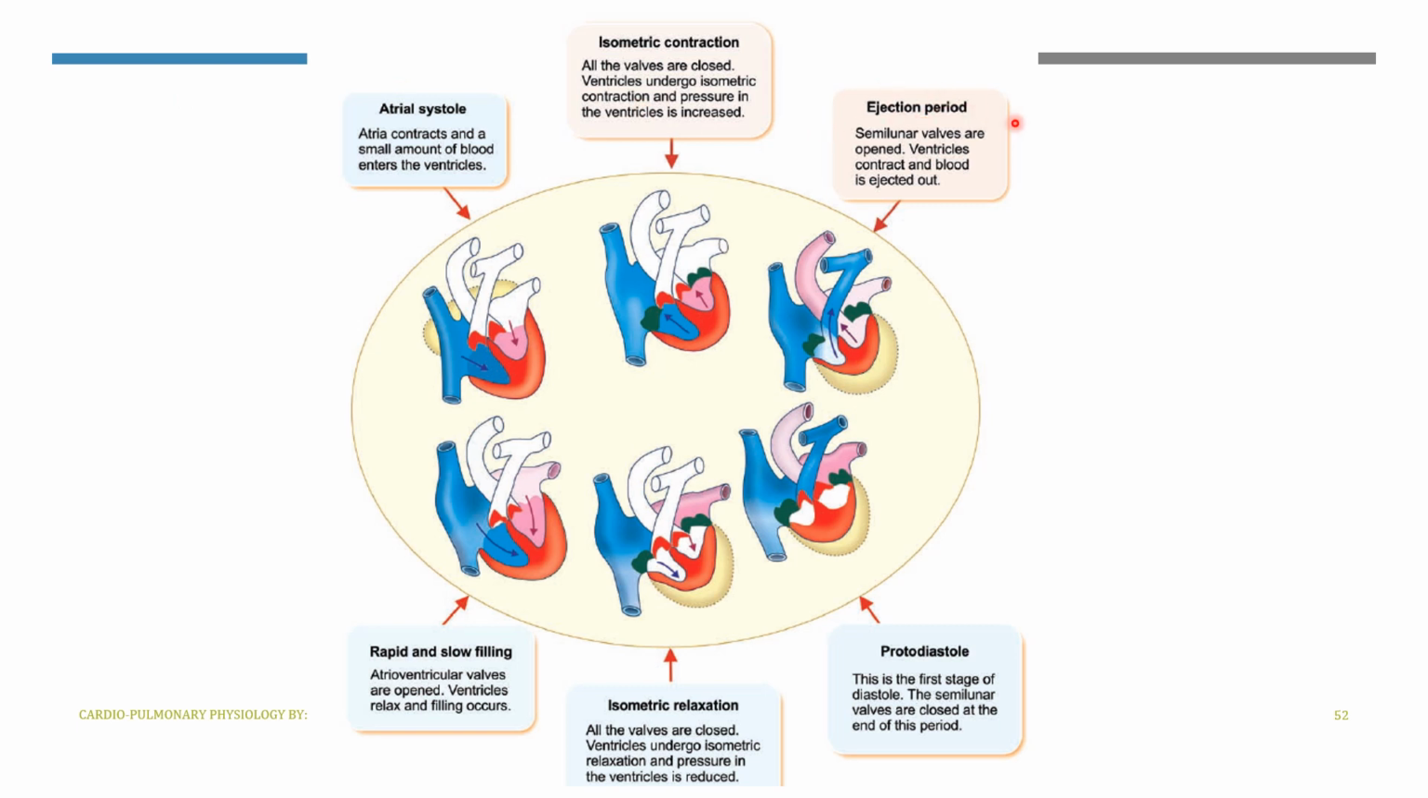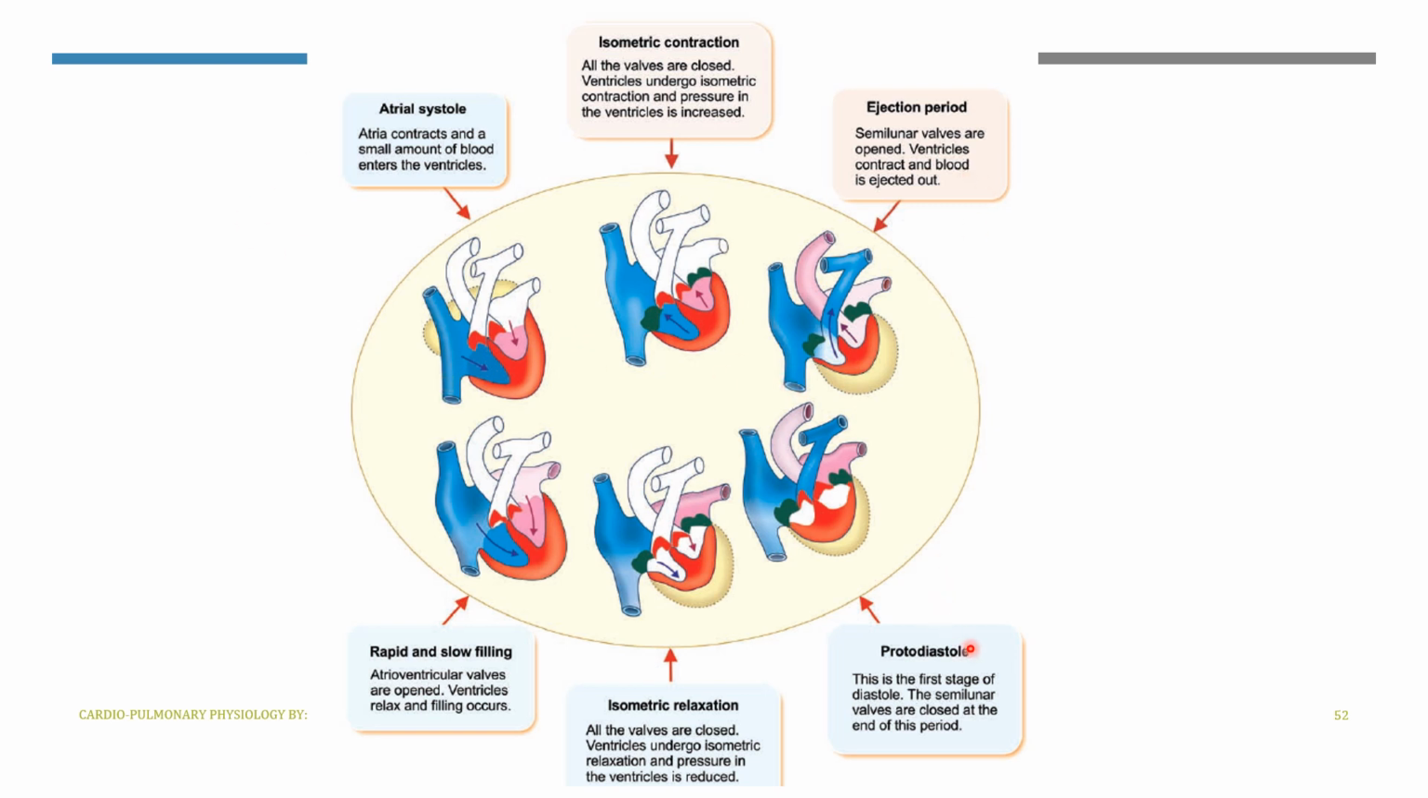Then comes the ejection period. Semilunar valves are opened. As the pressure increases in both the ventricles, both the semilunar valves will open. They are your pulmonary valve and aortic valve. Because of that, the ventricles will contract and blood will be pushed out of both the ventricles. From the right ventricle, blood will go into the pulmonary artery, and from the left ventricle, blood will go into the aorta. Okay, simple, understood up till now?